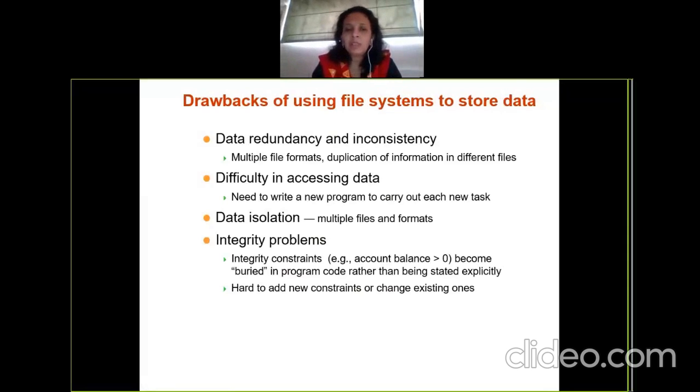Now, what is meant by integrity, or what is meant by constraint? Suppose you are seeing the bank database. In a bank database, is it possible for the bank balance to be less than 0? When we store the balance, can we use values less than 0? No, correct? It is not possible to give a balance less than 0. Every time we enter the value for balance, it should be greater than 0.